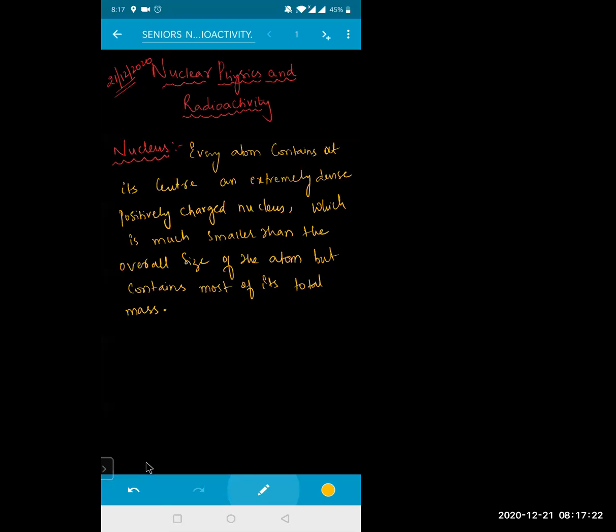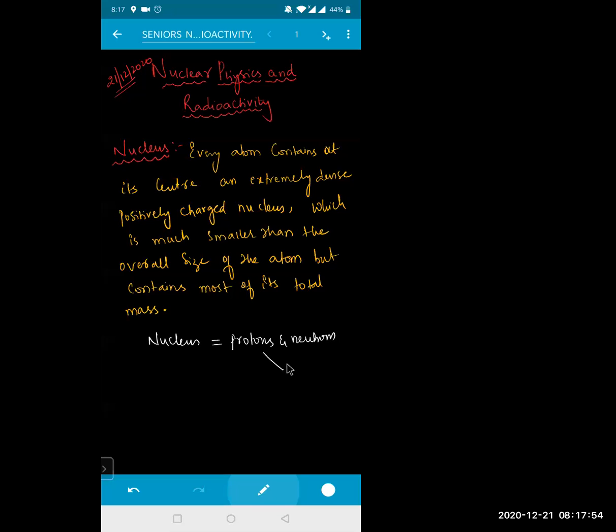Now, what does the nucleus contain, beta? The nucleus contains protons as well as neutrons. Protons and neutrons are collectively called what? Nucleons, beta. Nucleons means either a proton or a neutron, part of a nucleus. So I can say that the nucleus is equal to protons plus neutrons.